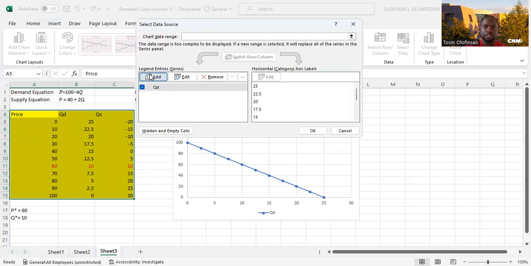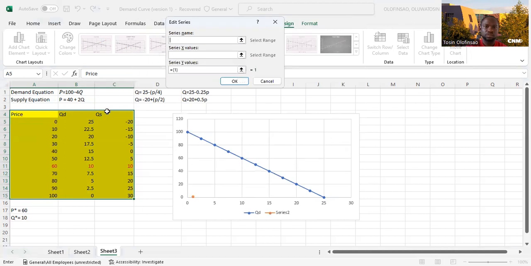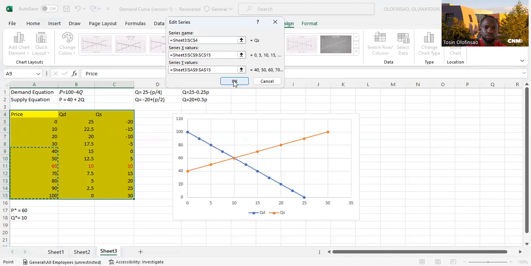Click OK, then add the supply. The series name, which is the quantity supplied. The x-axis, which is the quantity supplied, right? So these are negative. As you can see here, these are negative. You don't want negative in your graph. Like, does it make sense? Like, I supply negative 20 cars. It doesn't really make sense. So you want to start from 0 to that. And that's your x. And for your y, take that out, and your y would definitely be what you start from 40 to 100. So you have that. Click OK.